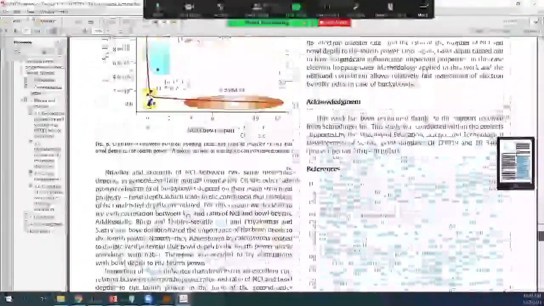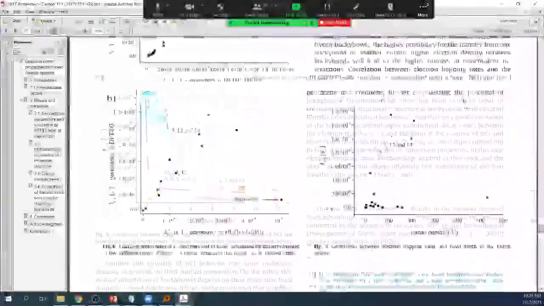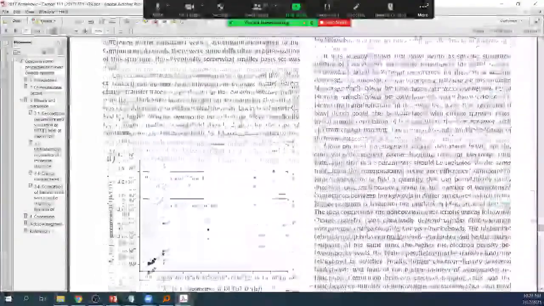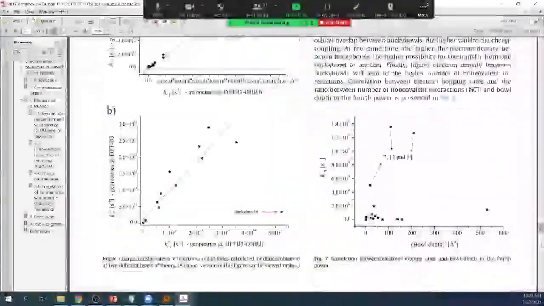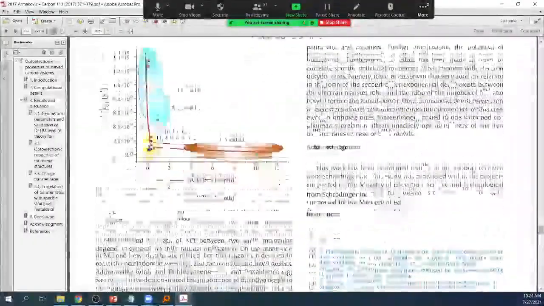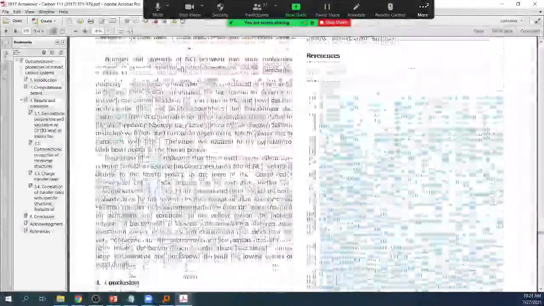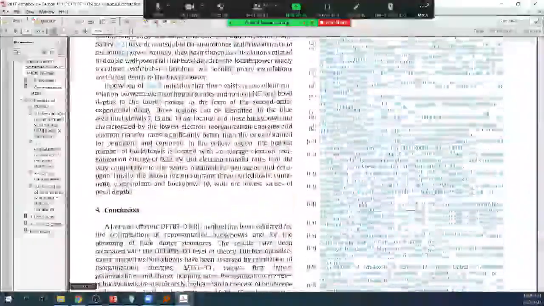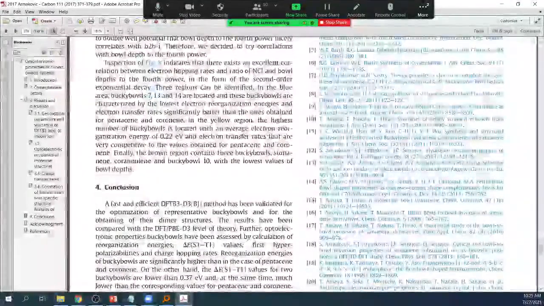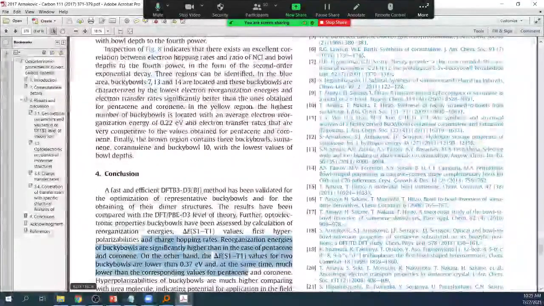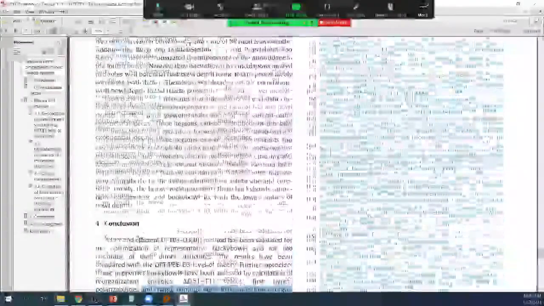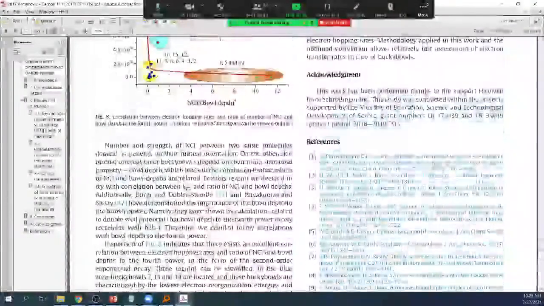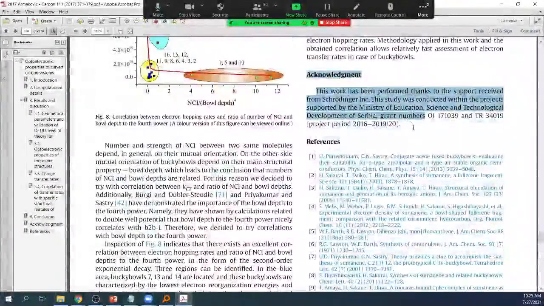And in the end, we have the conclusions. Here are the conclusions somewhere. It is mentioned which levels of theory have been used, what the most important finding is, etc. I mentioned that, and this is the acknowledgement.